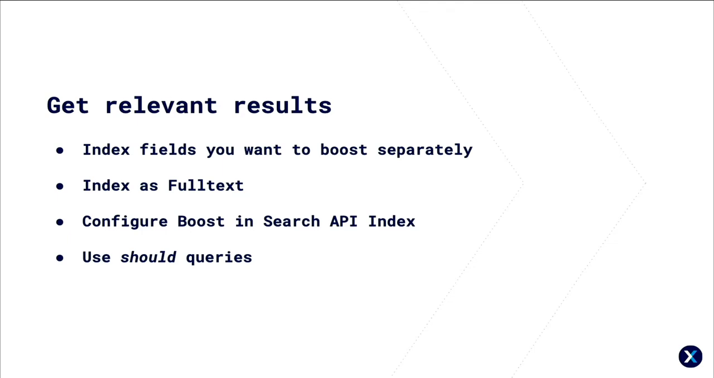So how do we get relevant results? We said, okay, we're aggregating all of our content into a single field, but what if we want to, say, boost content higher if it's got the search term in the title field or some other field? We can index those fields that we want to boost separately. We can index them as full text, and then in Search API's field interface that we saw before, we can select a boost value for that field. And then we can use an OpenSearch query called a should. And we can combine should and must queries into our search query, and that'll basically give us more relevant results.